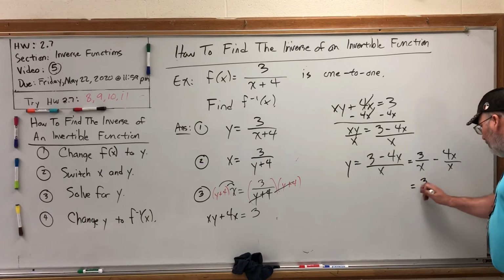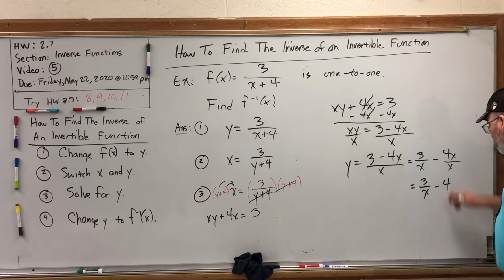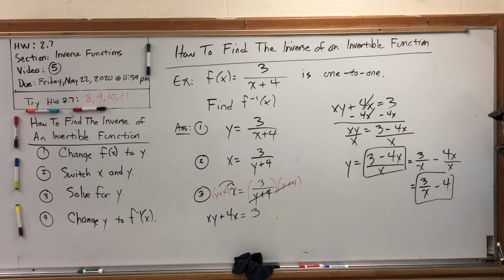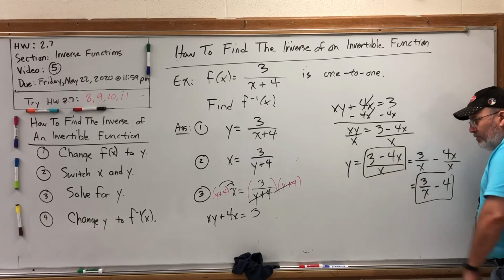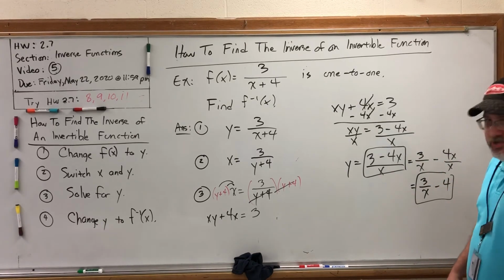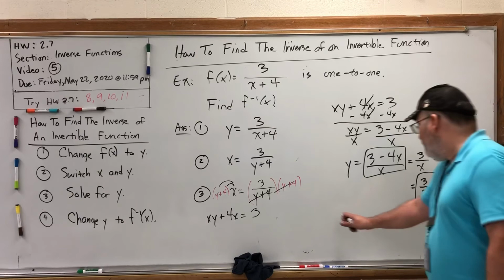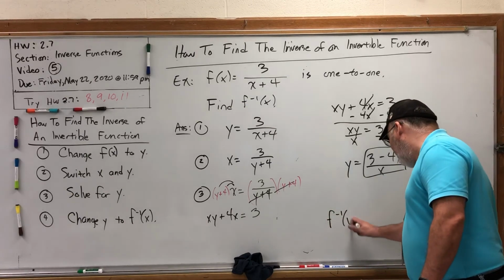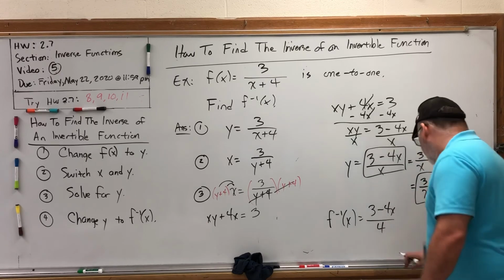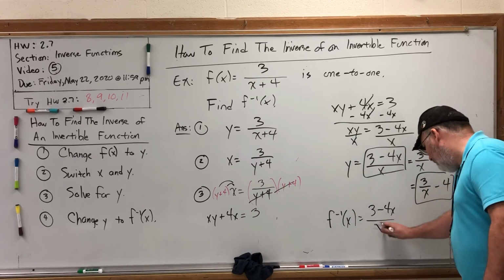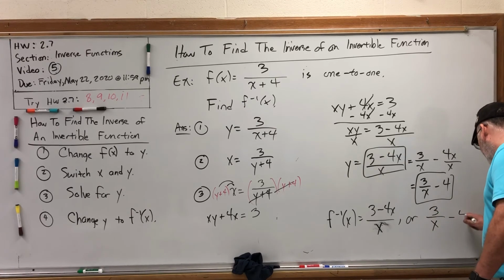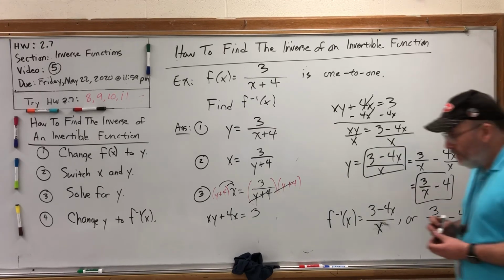So you could say 3 over x minus 4. Now, either of these are acceptable. You would probably want to stop here because it's the first one you would get into. Technically, we found the inverse function, but the 4th step is to just say we found it. So f inverse of x is 3 minus 4x over x. Or 3 over x minus 4. Either one would be acceptable.